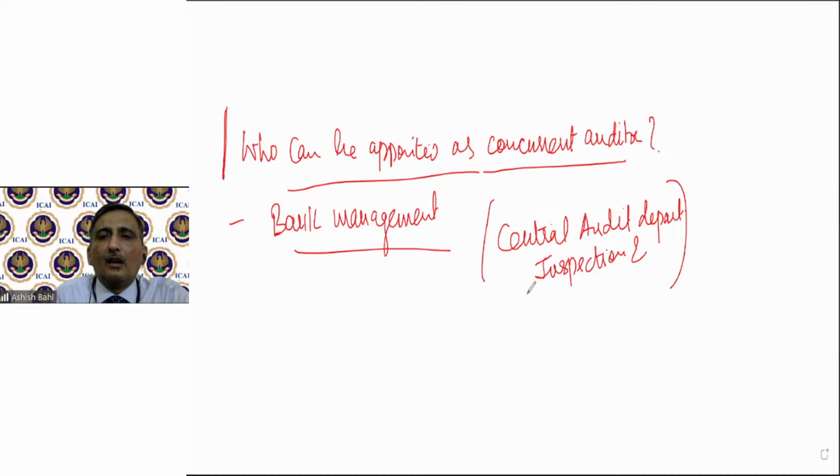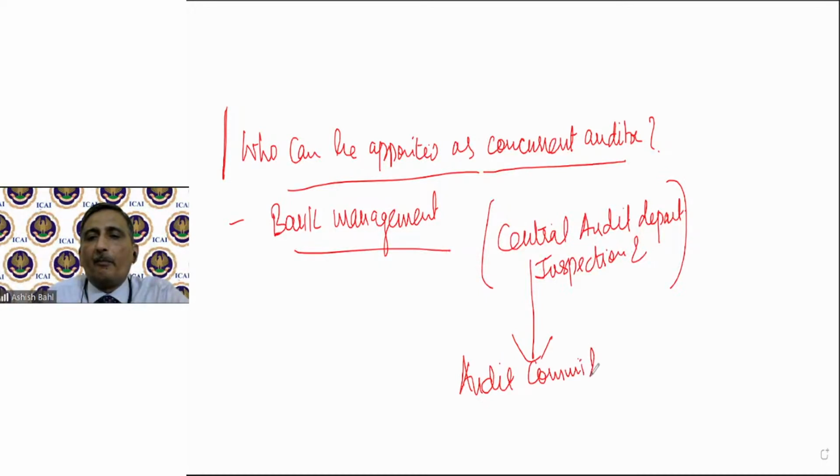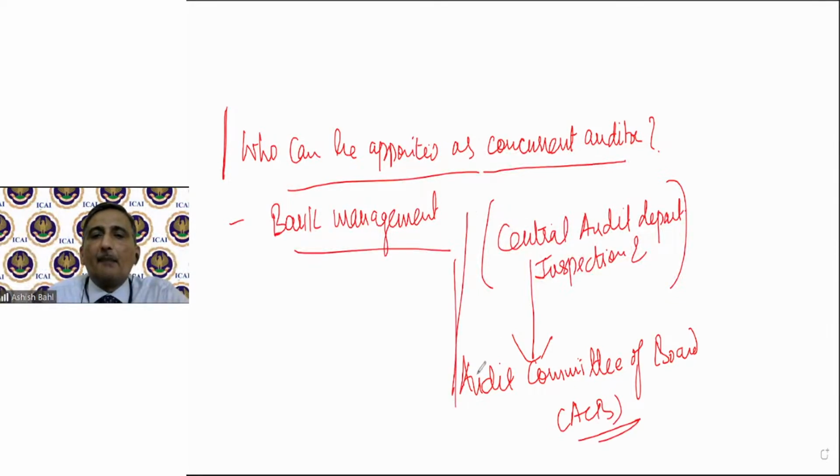Okay, so a policy is made in accordance with RBI guidelines by the Central Inspection and Audit Department of a bank with prior approval of the audit committee or board. In case of banks, there is an audit committee, ACB, audit committee of the board. So it lays down the policy for appointment of concurrent auditors. So accordingly, concurrent auditors are appointed.